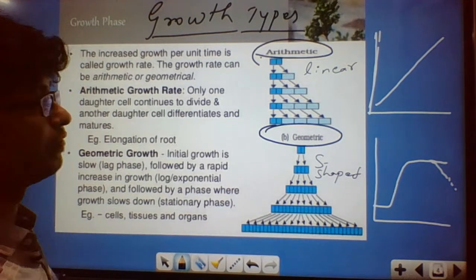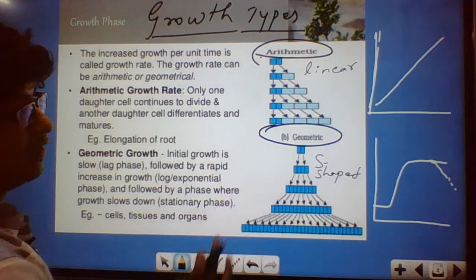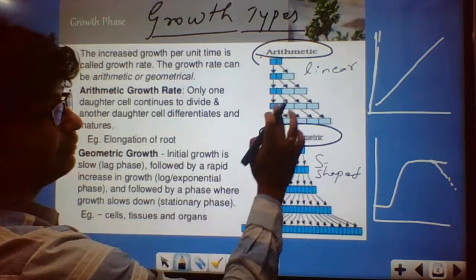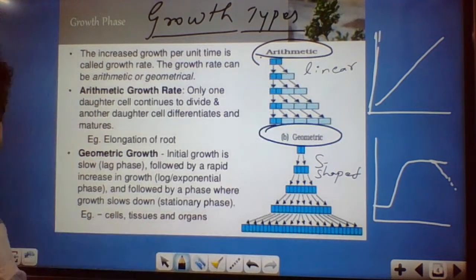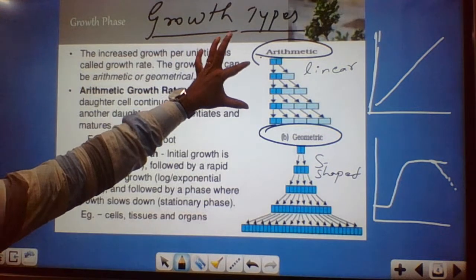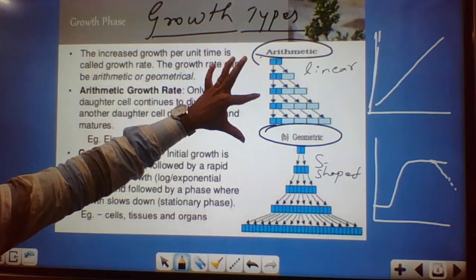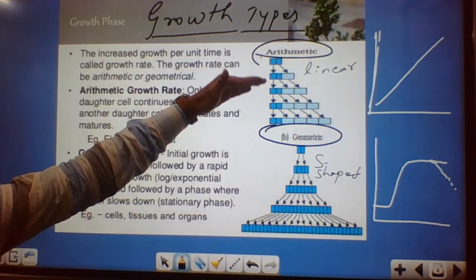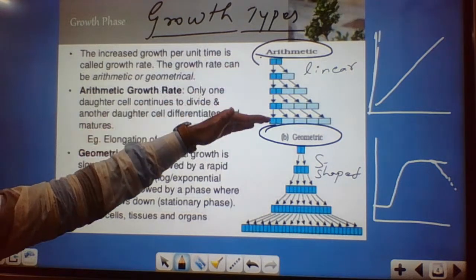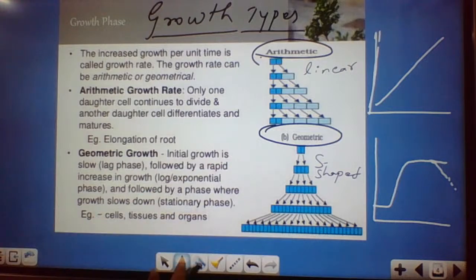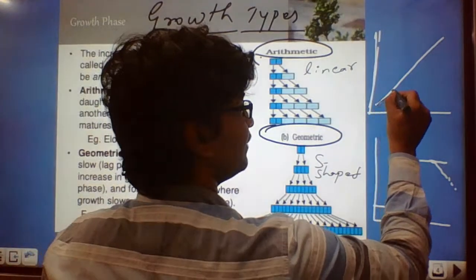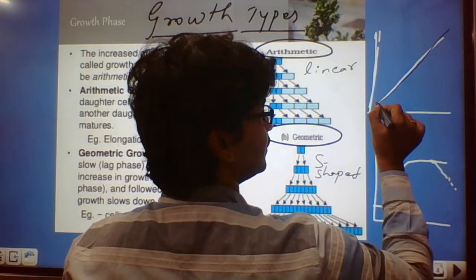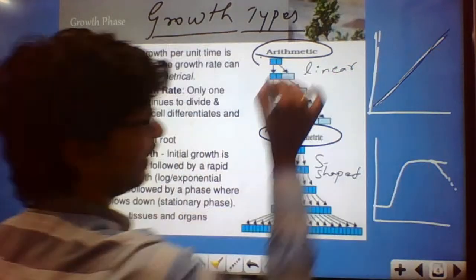Okay, Priyanka? Fine. So arithmetic and geometric. When you plot arithmetic growth, it increases in an arithmetic manner, like an addition: the cell number keeps increasing, 3, then 4, then 5 and 6. But when you plot the graph, you get a linear curve in the case of arithmetic.